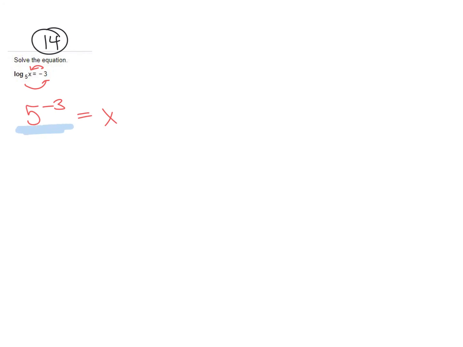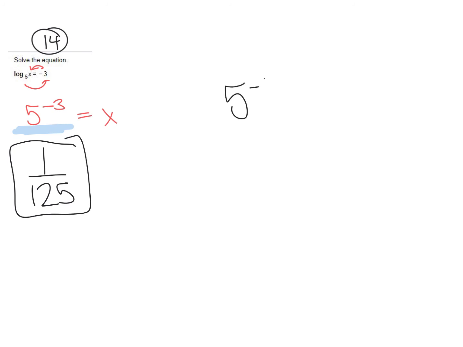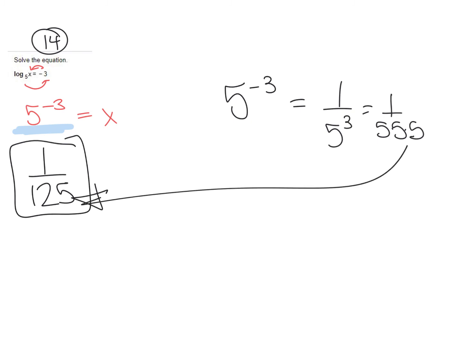Then I can just calculate this. I can use a calculator to help me, or I could try to do this by hand. It would just be 1 over 5 cubed, which is 1 over 125. If you use a calculator and it gives you a decimal, you're just going to want to convert that back to a fraction. And if you don't have a calculator that does that, you can think of this as 1 over 5 cubed, since the exponent is negative. And then that would just be 1 over 5 times 5 times 5, which is how we end up with 125.